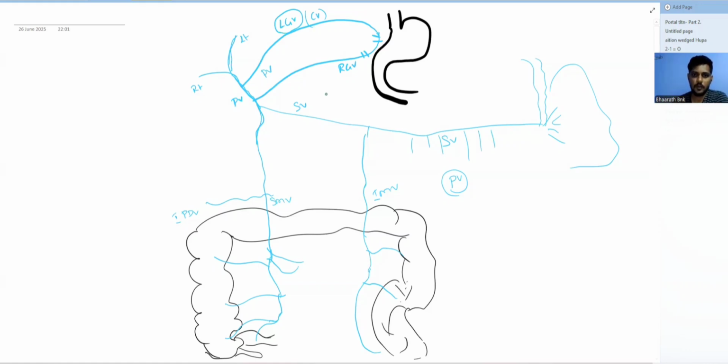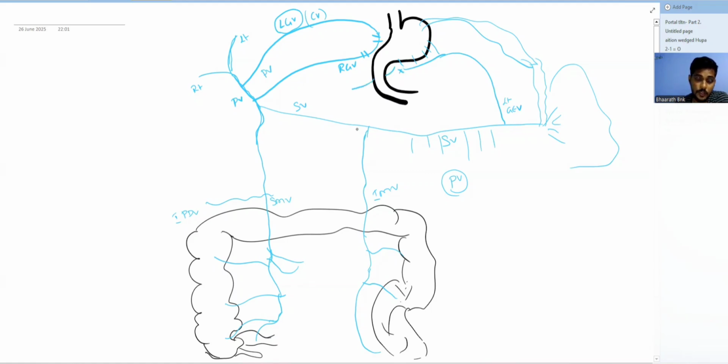Right? Now, the greater curvature, these are the short gastric veins. They have become too long here. So these are the short gastric veins which drain into the splenic vein. These are the pancreatic veins which drain into the splenic vein. The inferior mesenteric vein drains into the splenic vein. Right. Now then there is a left gastroepiploic vein, which is draining the greater curvature of the stomach, and this left gastroepiploic vein drains into the splenic vein.